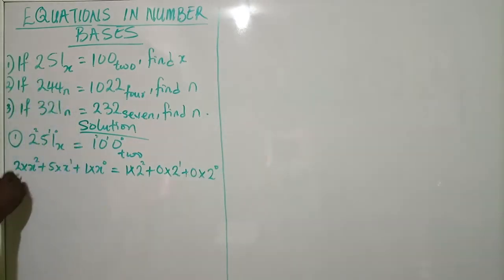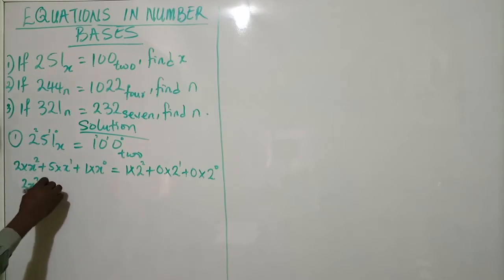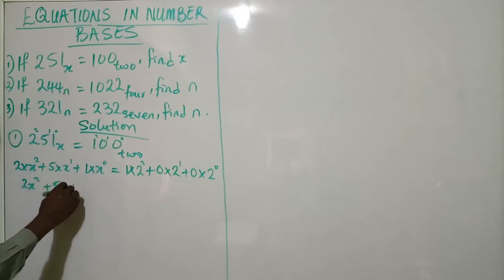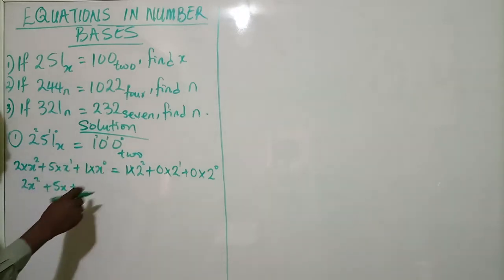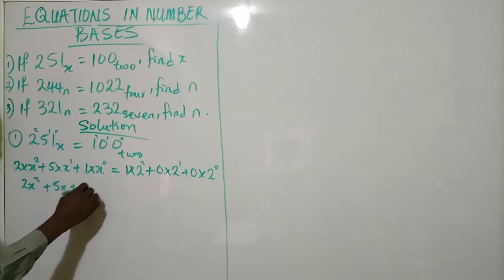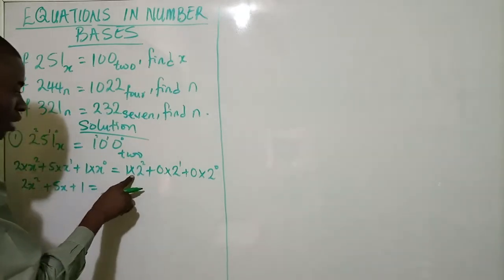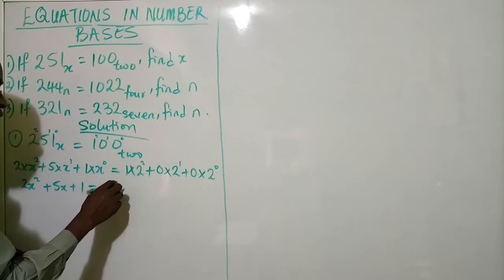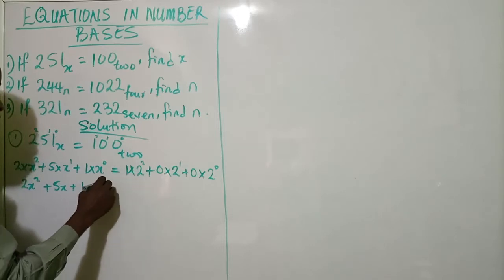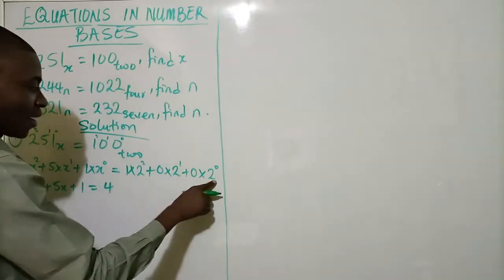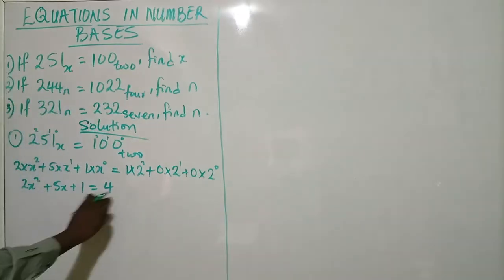So this equals, 2 times x squared will give us 2x squared, plus 5 raised to the power of 1 is 5x, plus anything raised to the power of 0 is 1, so 1 times 1 is 1. This equals 1 times 2 raised to the power of 2, which is 4, so 1 times 4 is 4. Anything multiplied by 0 is still 0.